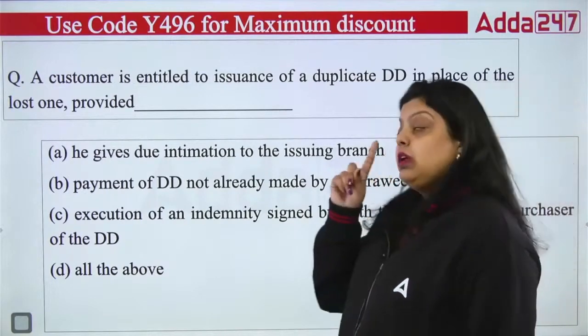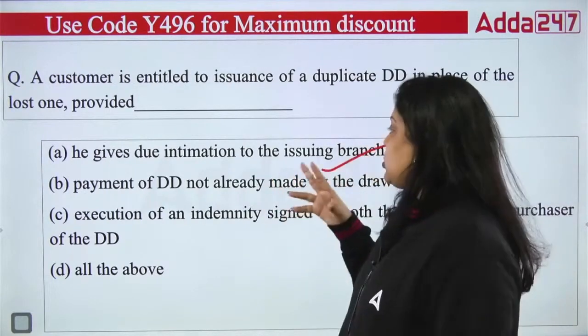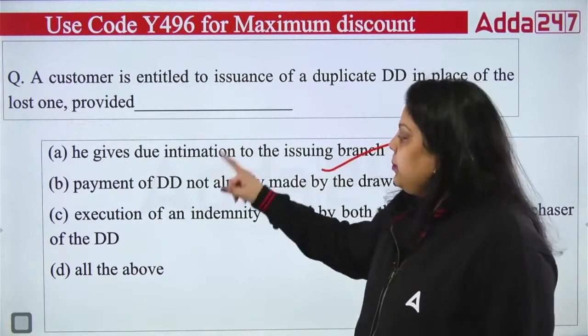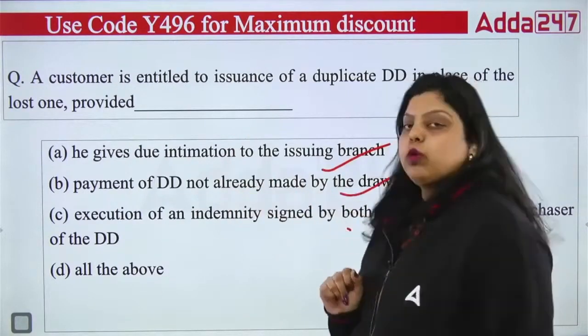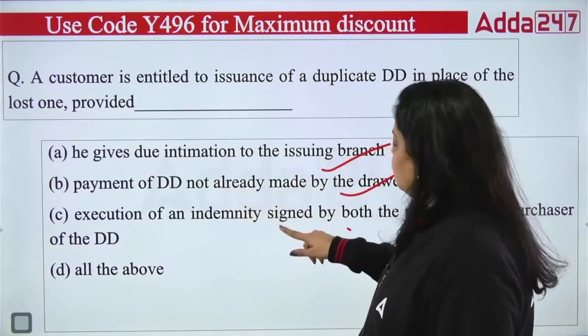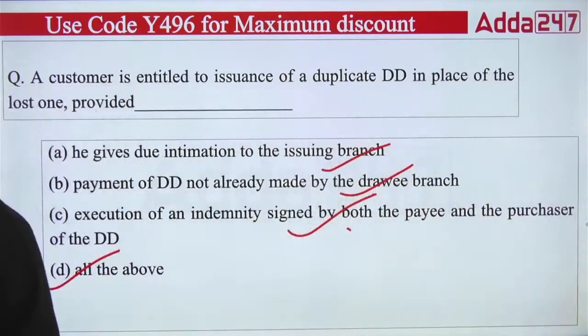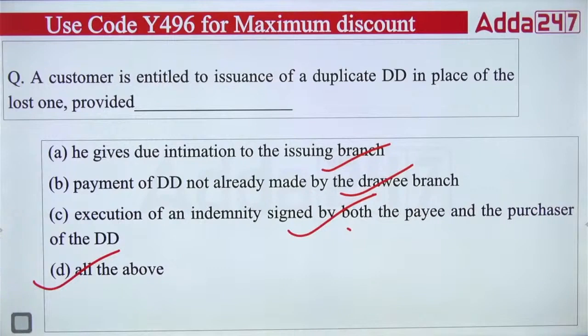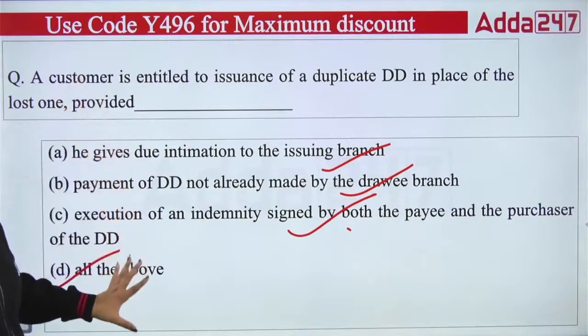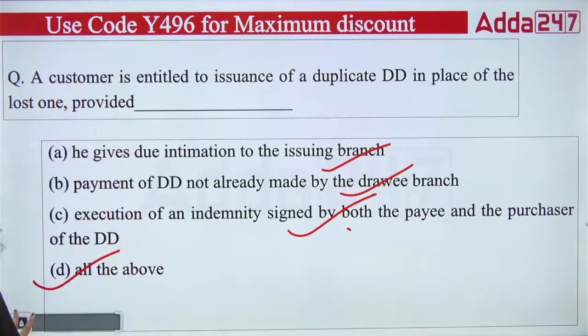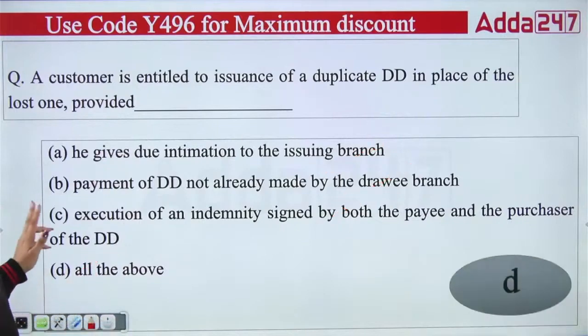But which of the following things should be done in that situation? First, he gives due intimation to the issuing branch. This is true. Payment of DD not already made by the drawee branch, that has to be checked. And third is obviously an indemnity bond has to be signed. So the right answer will be all of the above. So a customer is entitled to issuance of a duplicate DD in place of the lost one provided these details. Okay, so the right answer is D, all of the above.